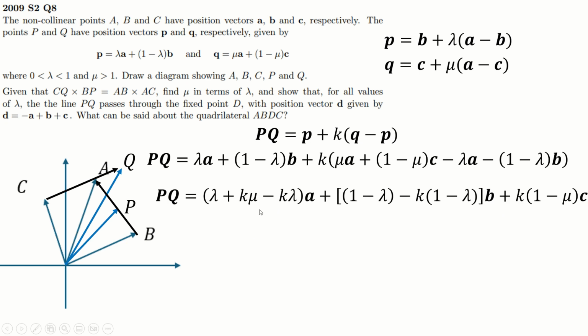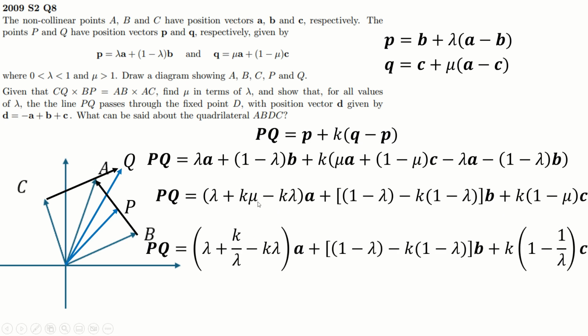And then we just said on the previous slide that mu is 1 over lambda. So we'll replace all of the mu's in this case with 1 over lambdas. There's only a couple of them. We'll replace those with 1 over lambdas. And this is the line P to Q in form A, B, and C.